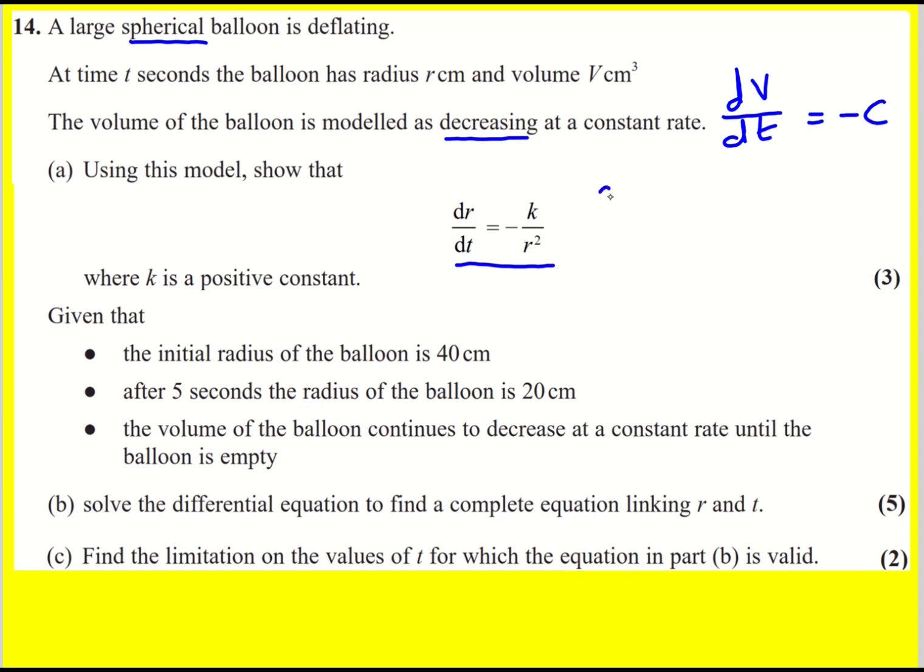And if I want to find dr/dt, we use the chain rule. It's a connected rate of change. It's going to be dr/dV times dV/dt, just like dy/dx is dy/du times du/dx. So we have this bit, it's just minus c, and that means I need dr/dV.